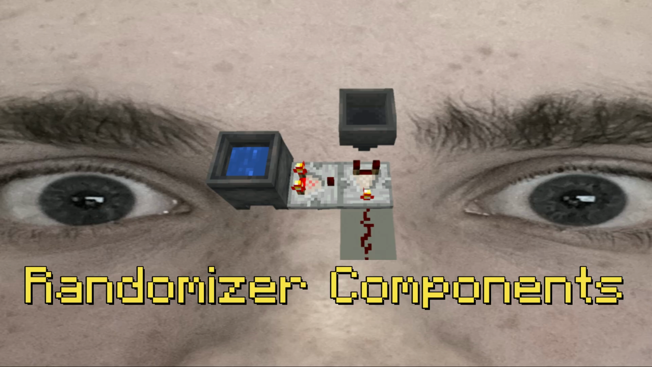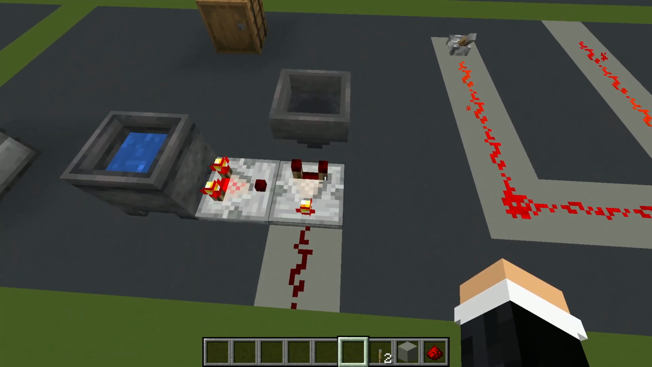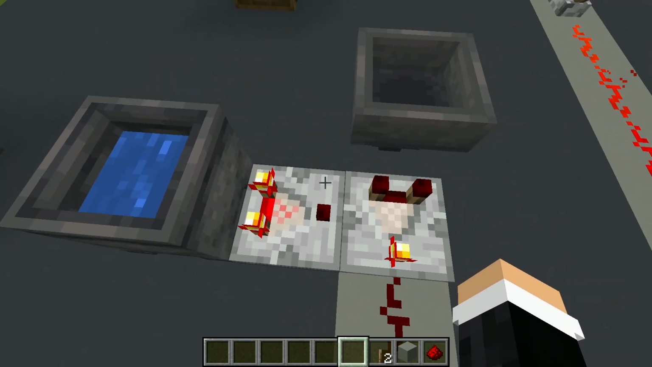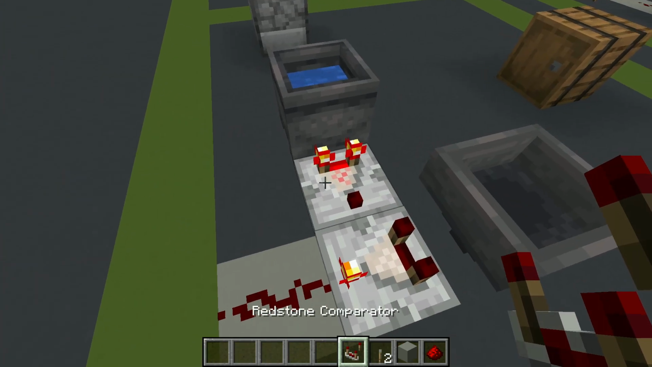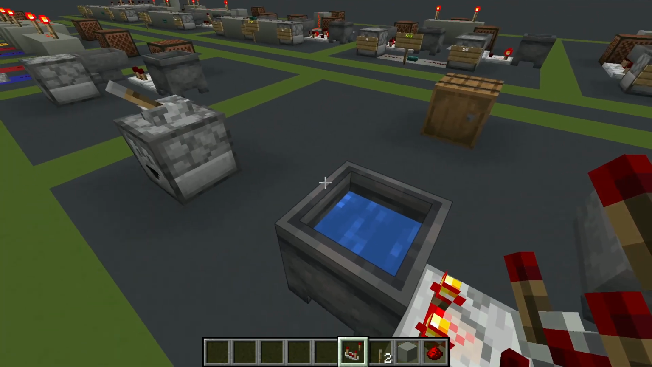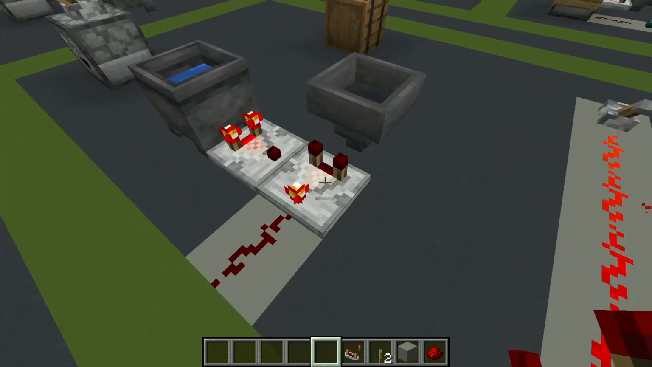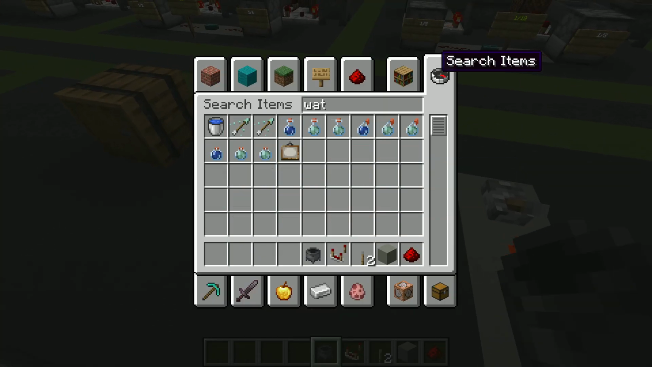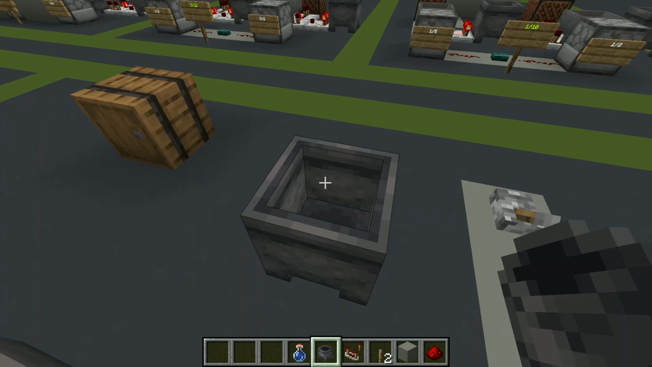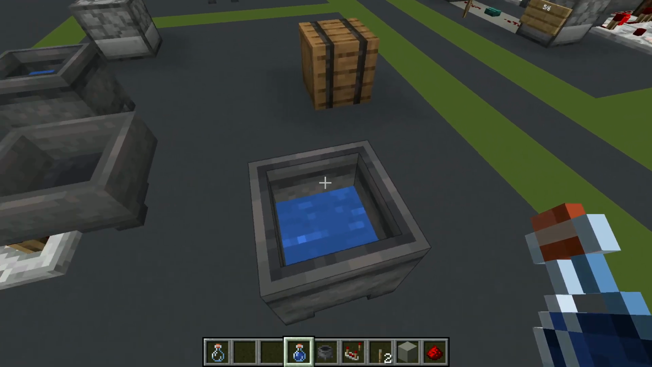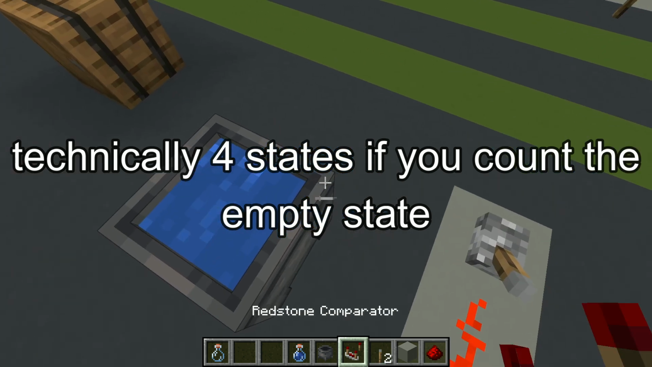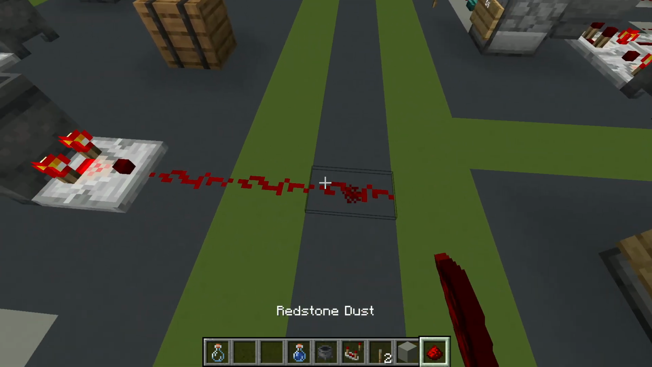Randomizer components. So this next piece here is just showing some of the pieces we're going to be using for the randomizer. In particular, it shows another feature of the redstone comparator. Another feature is that it can compare how full a cauldron is. All right, so if we take a cauldron, it has 3 states. So it has state 1 of being full with water, state 2, and state 3, right? So there's 3 different states, and the comparator will output a signal strength based on that.